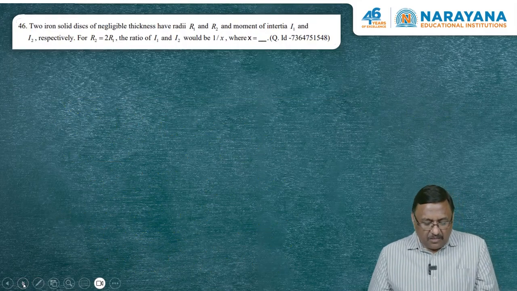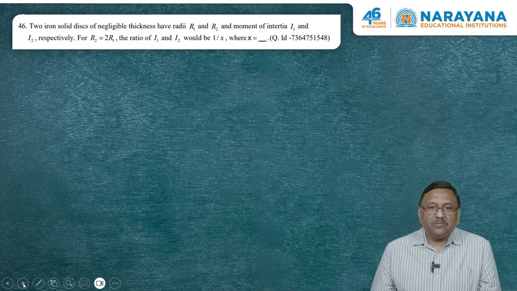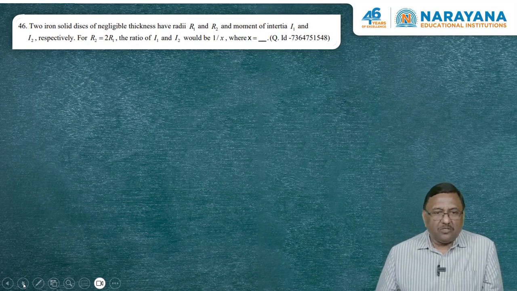Question number 46. These are some numerical based problems. So what he is saying here, just read it again. Two iron solid discs of negligible thickness have radii r1 and r2 and moment of inertia I1 and I2 respectively. For r2 equal to 2 r1, the ratio of I1 and I2 would be.